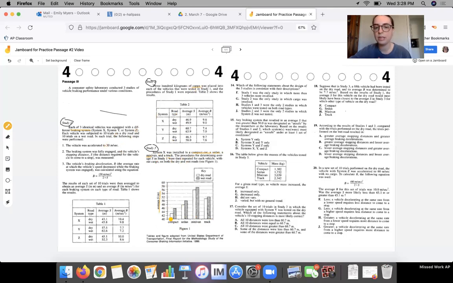All right, so now I feel pretty comfortable with the passage. Something about testing car brakes. For the second one, they added some cargo, and for the third one, they tested different types of cars. Cool, sounds good. Let's see if we can answer these questions now.